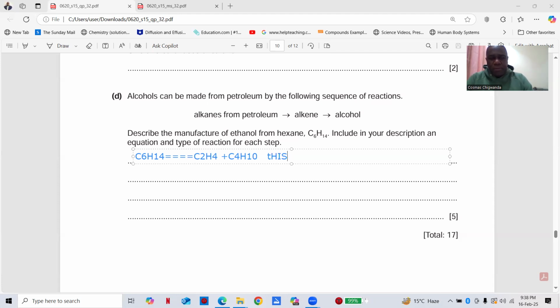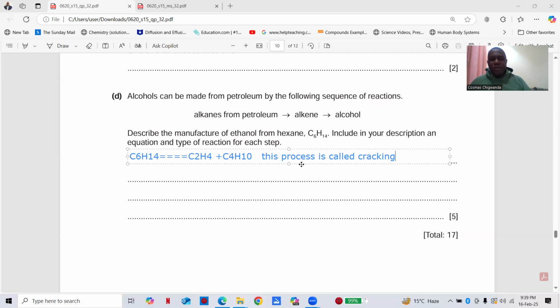What we are showing here, this process, is called cracking. You want to tell the examiner that you know that what you've written there is called cracking. Remember that question is 5 marks. You've written an equation, and you want to explain what it is called. So we have done stage number 1. Now we have a shorter and more useful reactant there, and what we have there is ethene.